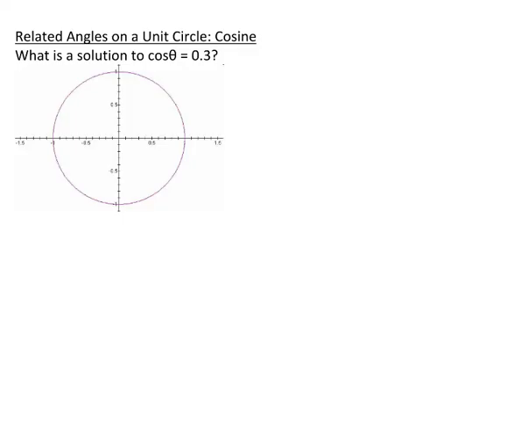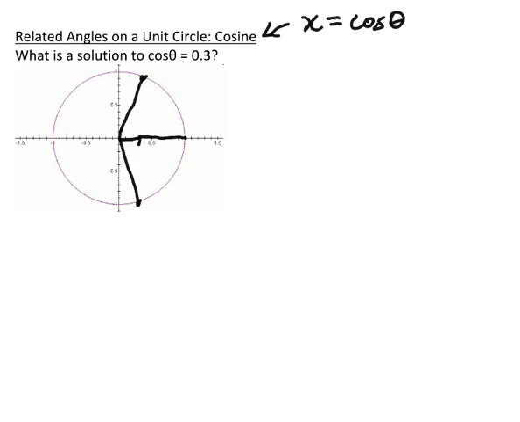All right, let's do cos. So cosine, if you remember, is x. So x is equal to cos theta on your unit circle. So if I know that cos theta is 0.3, then on my unit circle I should look for the x value 0.3 and find 2 points on the unit circle that have that x value. Well, those would be here and down here. So those are my 2 angles, measuring them from the positive x-axis there.